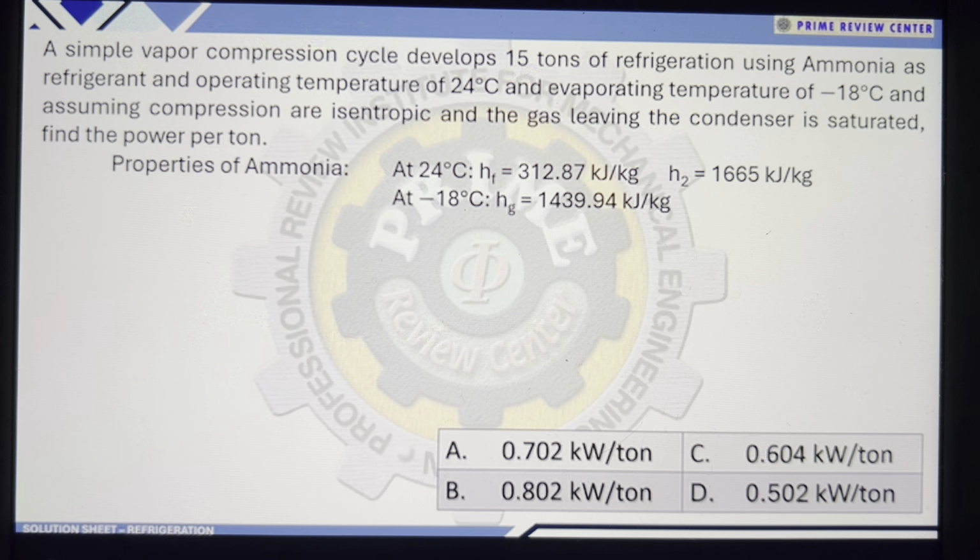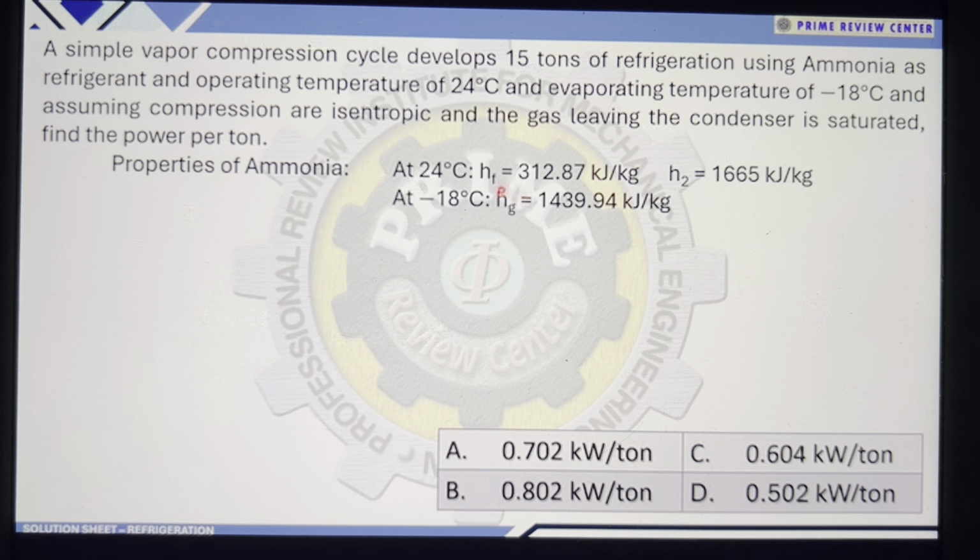Regarding our vapor compression cycle, right? So let me read first. A simple vapor compression cycle develops 15 tons of refrigeration using ammonia as refrigerant, with a condensing temperature of 24 degrees Celsius and an evaporating temperature of negative 18 degrees Celsius. Assuming compression is isentropic and the gas leaving the condenser is saturated, find the power per ton. So we are only looking for the power per ton.